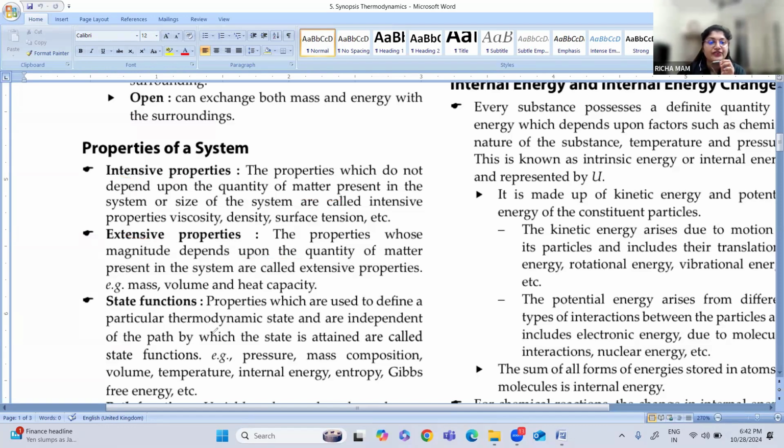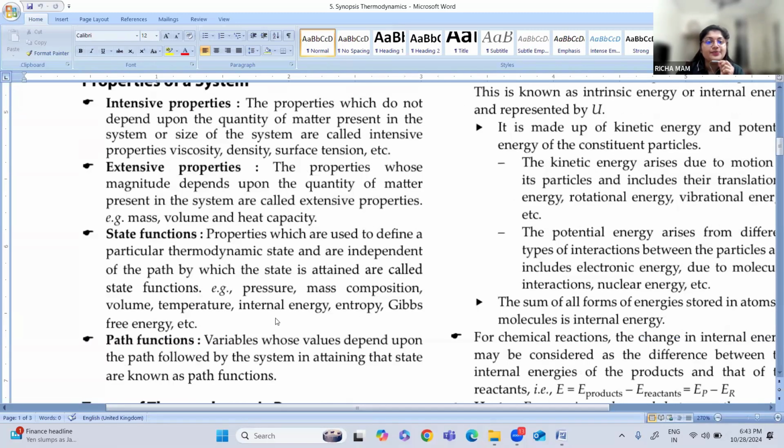State functions are properties which are used to define a particular thermodynamic state. So what are the state functions? They define the thermodynamic state, and these are independent of the path by which the state is attained. What are the different state functions? Pressure, mass, composition, volume, temperature, internal energy, entropy, and Gibbs free energy.